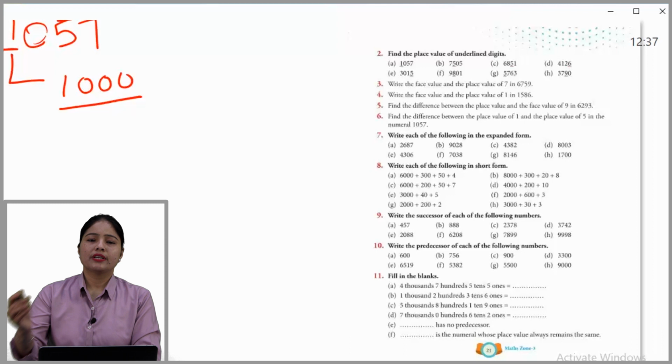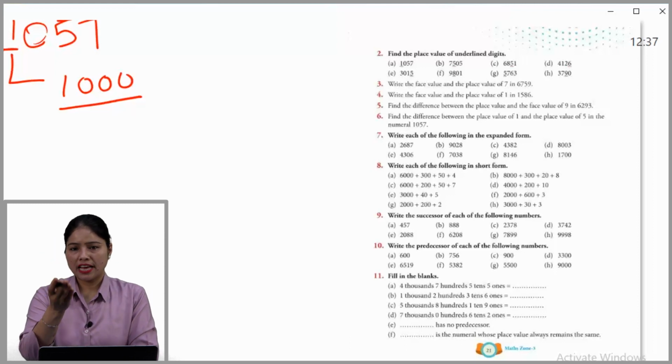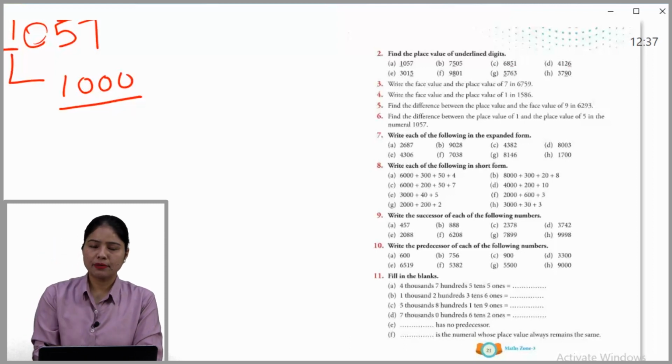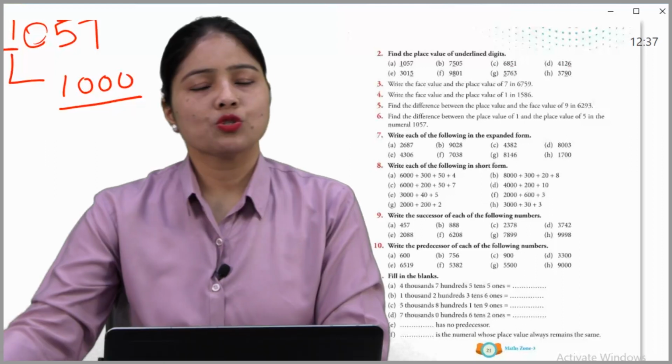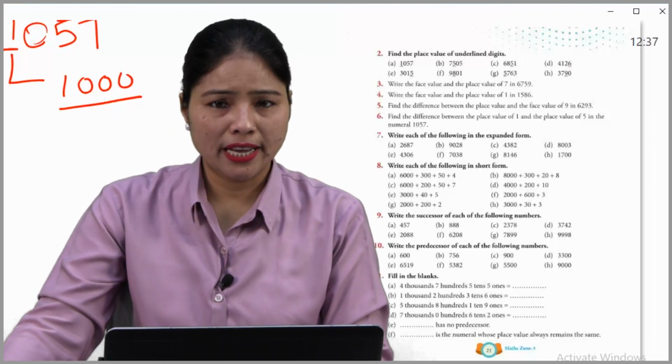Okay. So next, which place is it on? 5 is on the 100 place. So what does 5 become? 500. So similarly, you have to solve the other ones by yourselves.